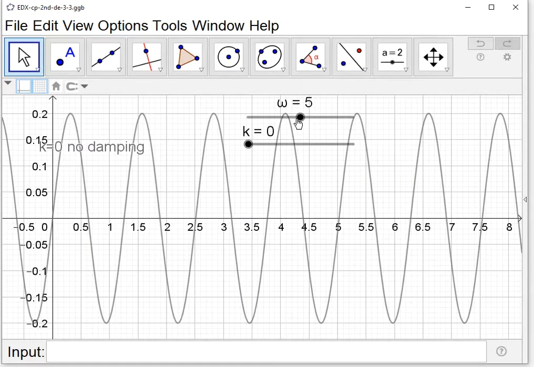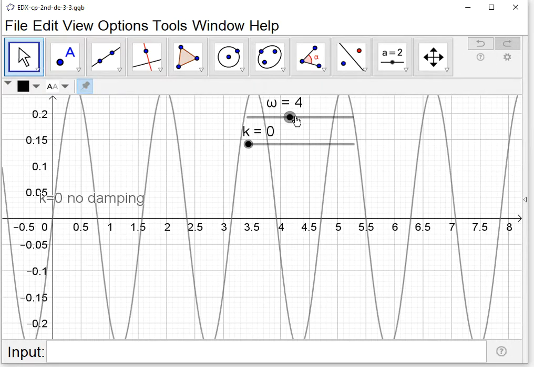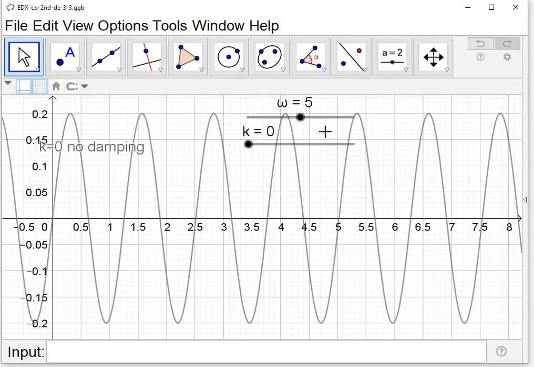At the moment we have omega is 5 and k equals 0, so this is no damping whatsoever because the braking term, the damping term, is 0 due to k. Omega, don't forget, determines the period of the oscillation. For example, when omega is 5, the period is 2 pi over 5, and we can see that here. One complete cycle has a period of 2 pi over omega.